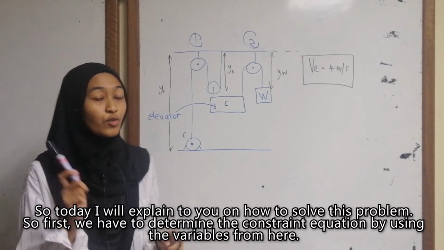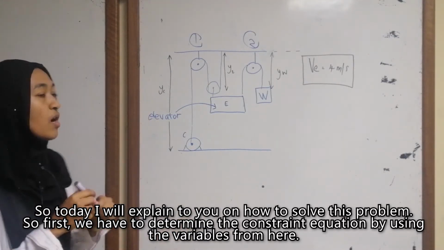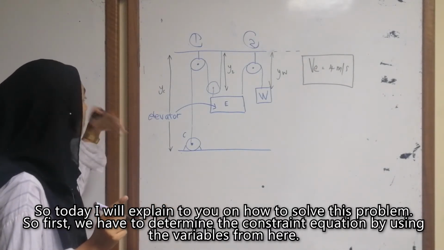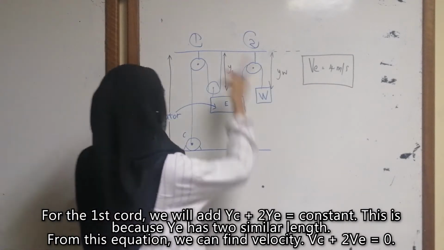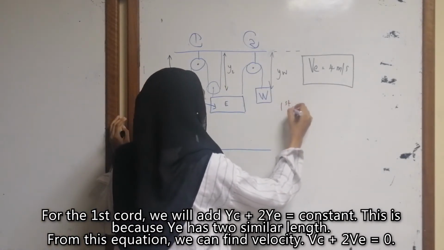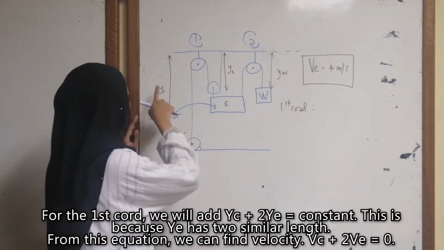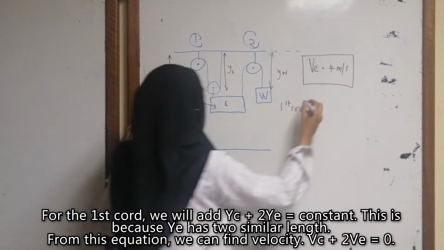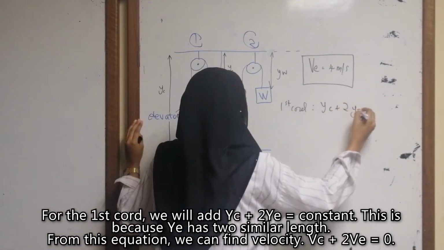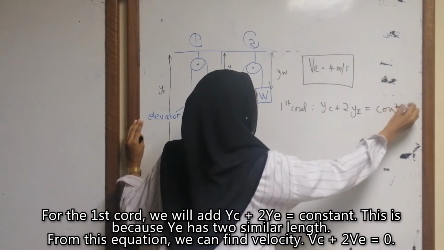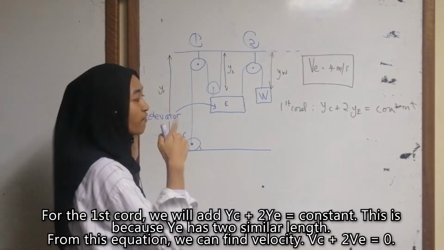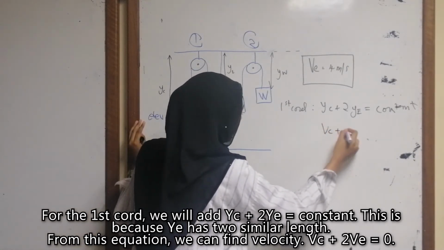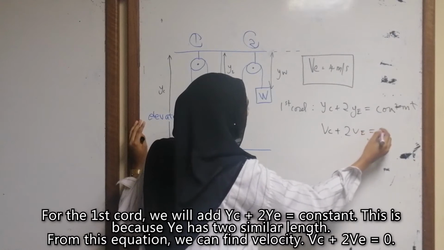So today I will explain to you how to solve this problem. First, we have to determine the constraint equation by using the variables from here. For the first cord, we add YC plus 2YE, because this YE has the same length, equal to a constant. From this equation, we can find the velocity: VC plus 2VE equal to 0.